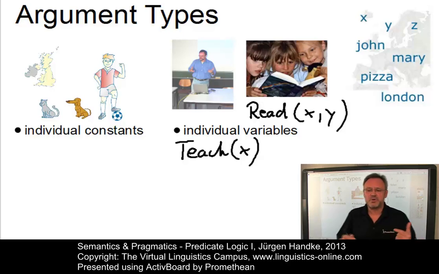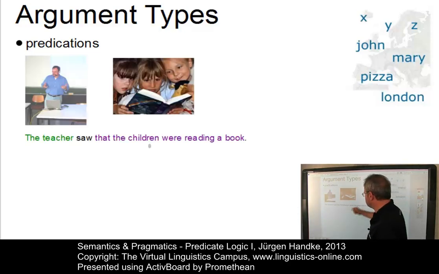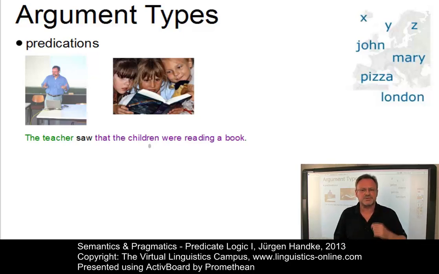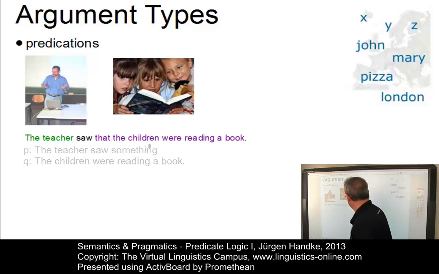Well, finally, arguments can be more complex than simple constants and variables. In fact, they can be whole predications themselves, each with its own predicate argument structure. Let us construct such a predication. Here is a complex proposition. The teacher saw that the children were reading a book. And in fact, this complex proposition can be broken down into two propositions: P, the teacher saw something, and Q, the children were reading a book. And both P and Q can be translated into individual predications.